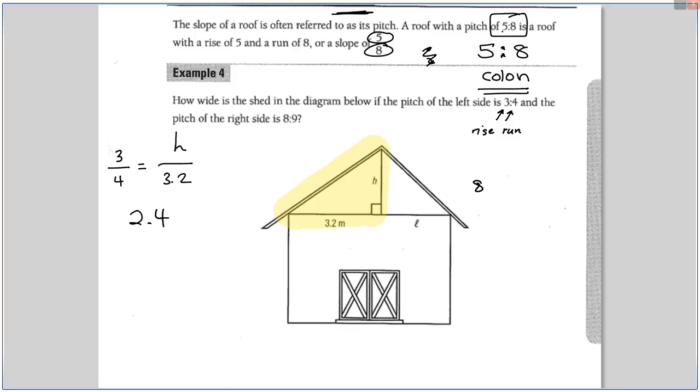Okay, now on the right side, 8 to 9. So we have 8 to 9 equals H to L. So which one goes on top? H. Did we just solve for H over here? Yeah, this is H right here. So 2.4 is the rise.